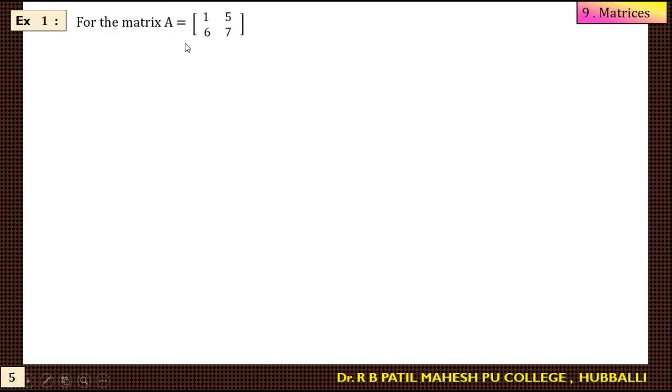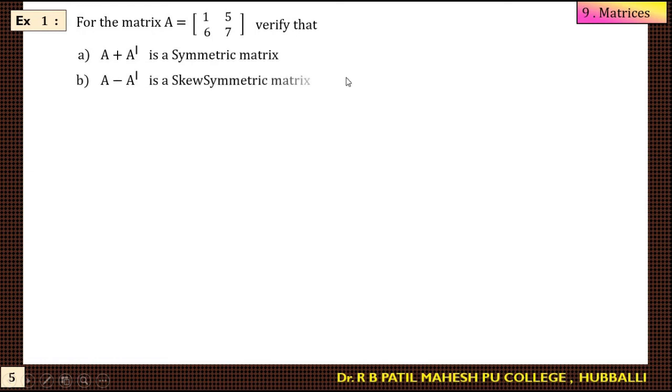Now let me solve the examples on this concept. First example, for the matrix A equal to [1 5; 6 7], verify that A plus A dash is a symmetric matrix, and second, A minus A dash is a skew symmetric matrix.